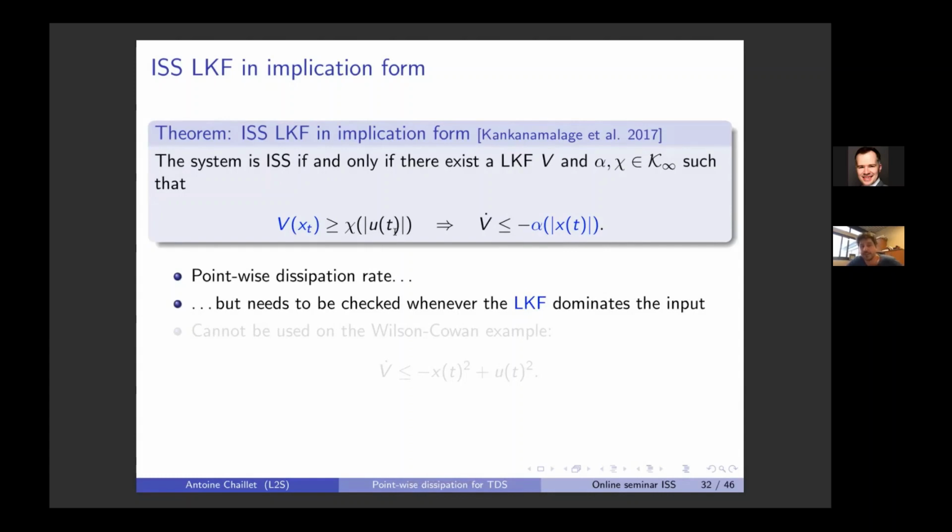In order to be checked, it needs to involve some terms in V in the derivative of V. For instance, in the example I used before, Wilson and Cowan, we have seen that V dot is smaller than minus x_t squared plus u(t) squared. And from this expression, I see no way to check such an implication because there is no V term appearing in the derivative. Okay.